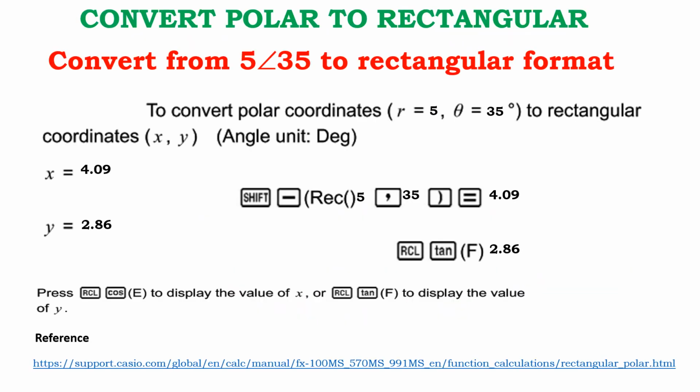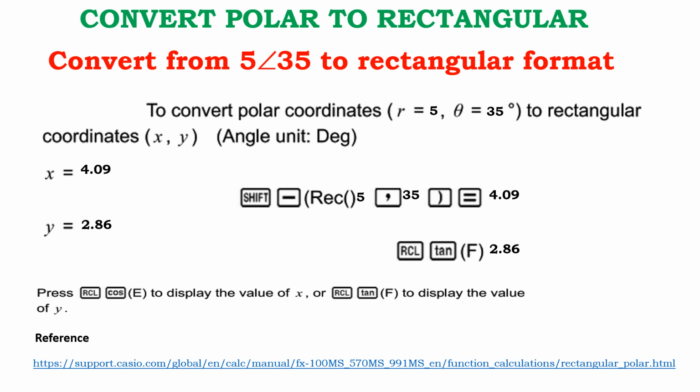Before going into the problem, first of all we have to know how to convert from polar to rectangular and rectangular to polar in a calculator. For this I used the FX 99MS calculator. So please take your calculator. If you want to convert your polar form to rectangular format, you have to use the following procedure.